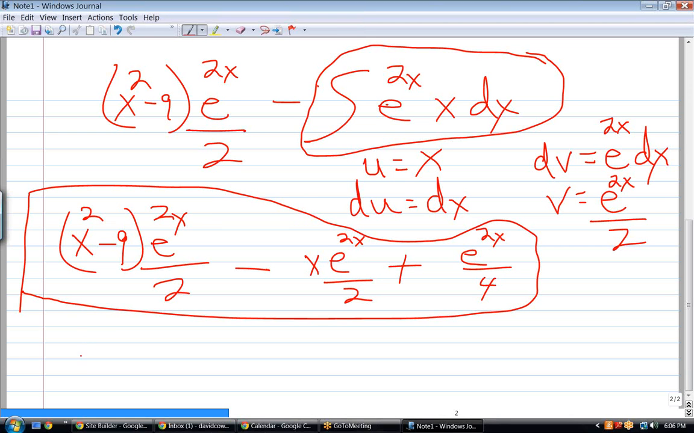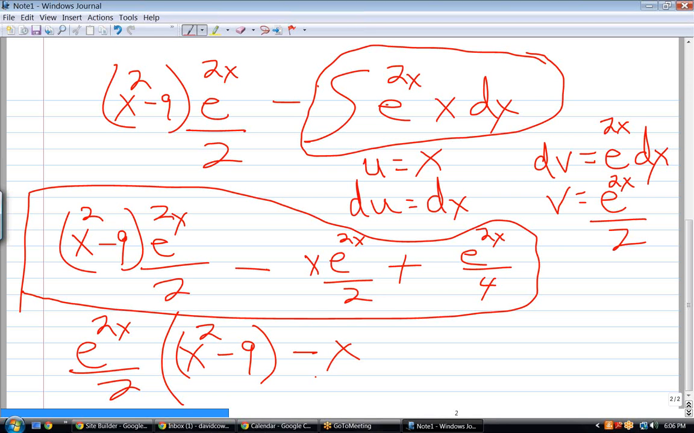E to the 2x over 2? Correct. Leaving behind... what's the middle term? Minus 1. Just x. If I take out the e to the 2x over 2, I'm left with x. And the third term? 1/2.